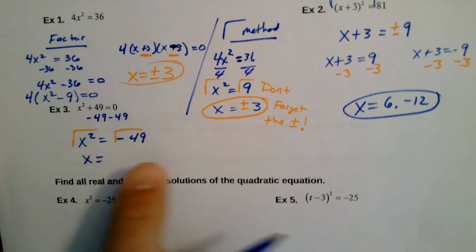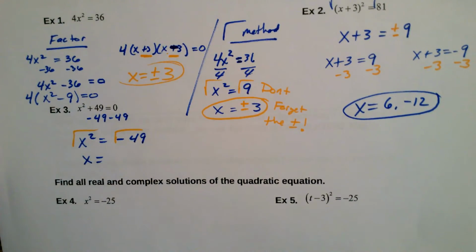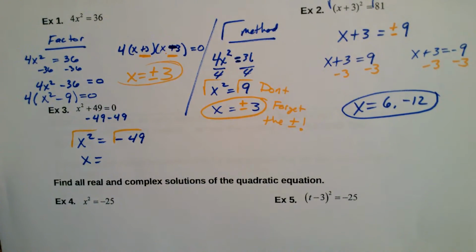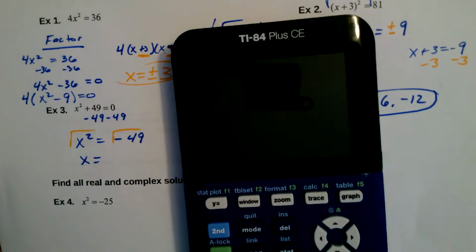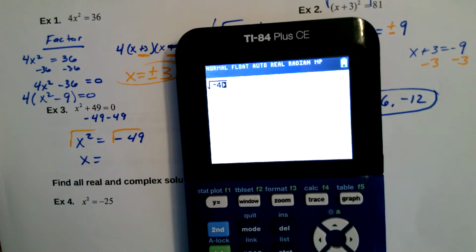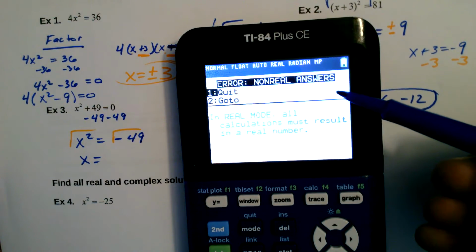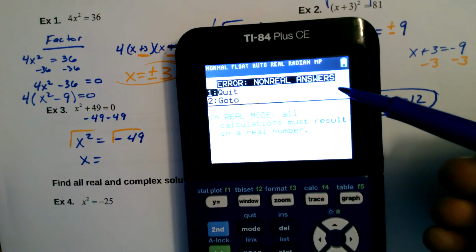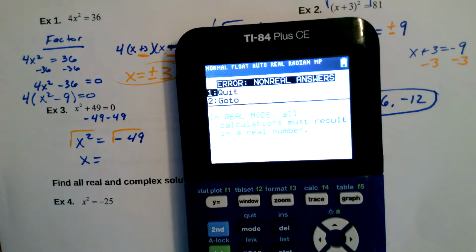And when we plug this into the calculator, we get no real solution. We get an error message. I can even show you that right here. If I do the square root of negative 49, I get non-real answers. Well, if it's not real, that means it's imaginary.